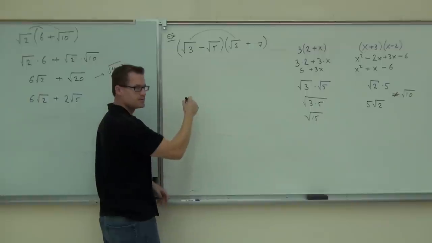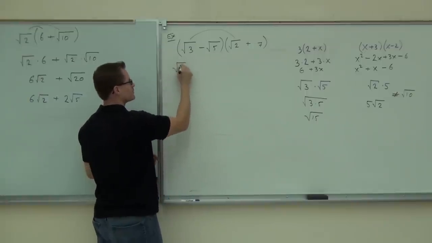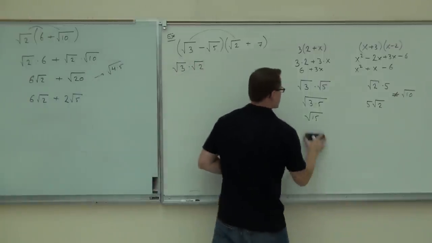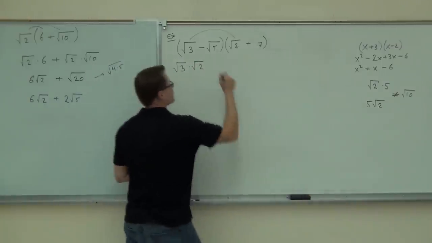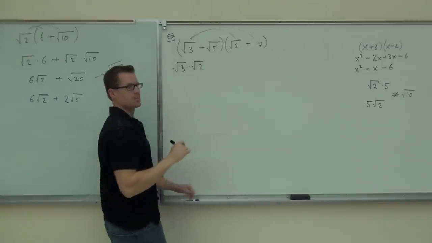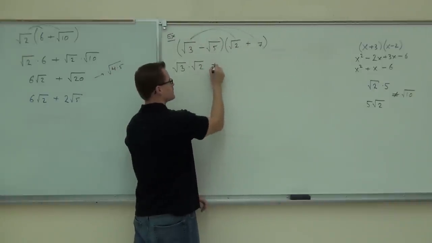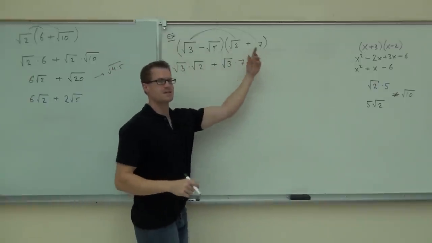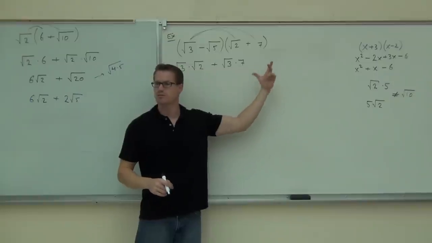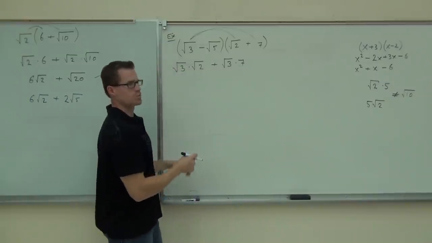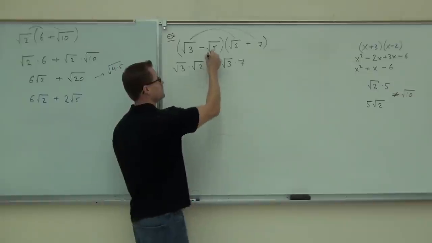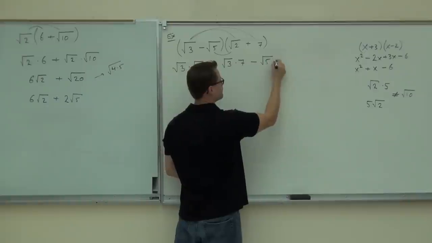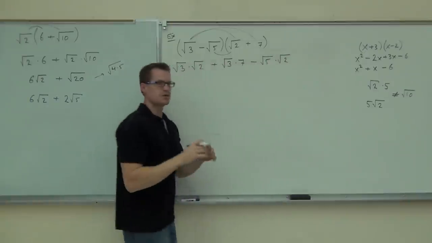I said, don't do it in your head. Square root 3 times square root 2. Good. Write that out. The next thing I'm going to do is multiply the root 3 times the 7. Am I going to get a plus or a minus? Plus. Root 3 times 7. Don't mistakenly create square roots here. That's a 7, stays a 7. Next thing I'm going to get is what, a plus or a minus? Minus. Minus what? Square root of 5. Uh-huh. Don't speed through this.